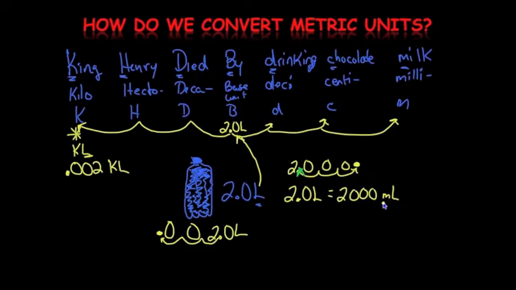For every time we pass a prefix, we multiply or divide that number by 10. If we're moving from a smaller unit to a larger unit, we're dividing by 10 each time. If we're moving from a larger unit to a smaller unit, we're multiplying by 10 each time.